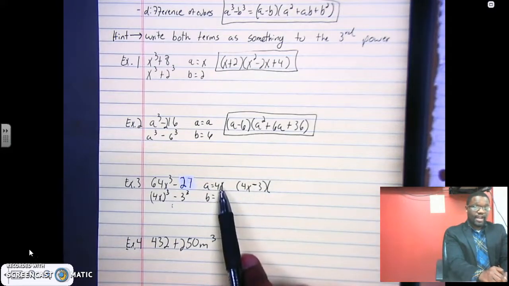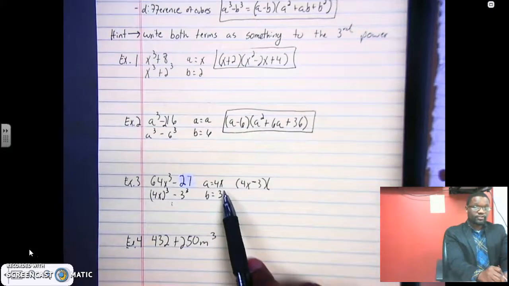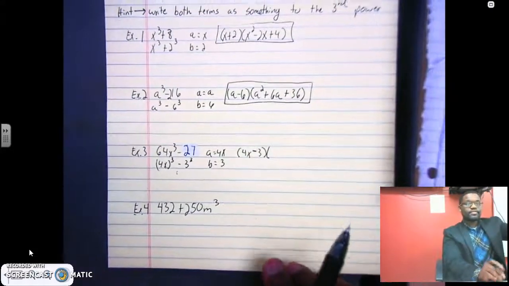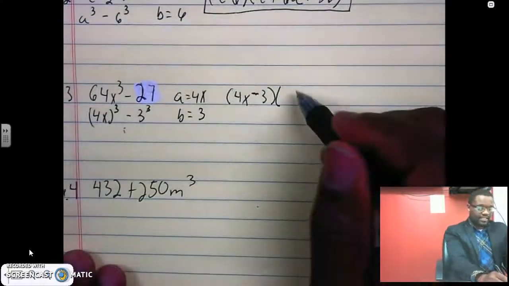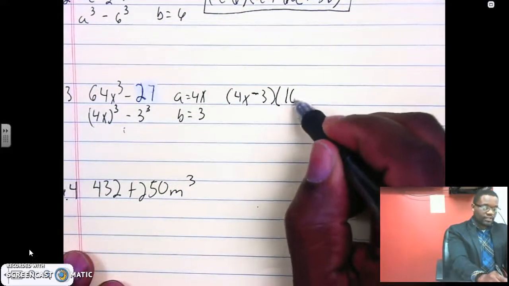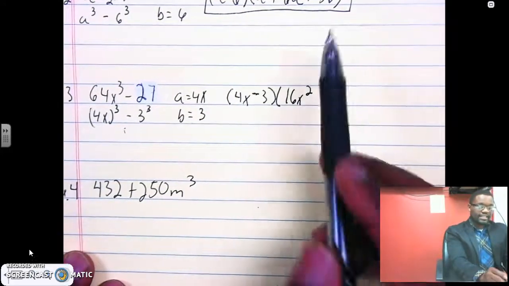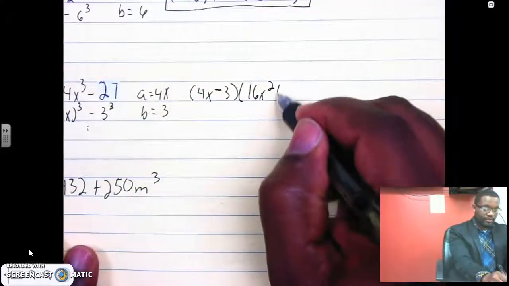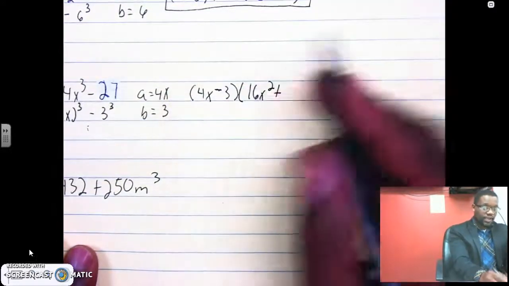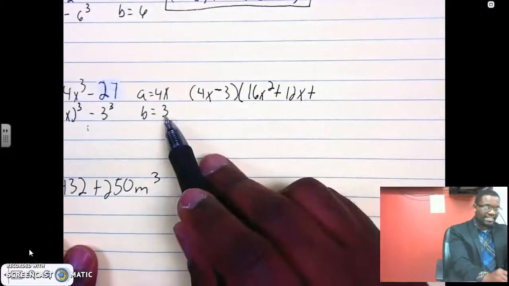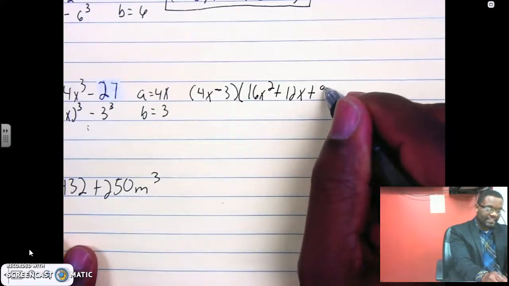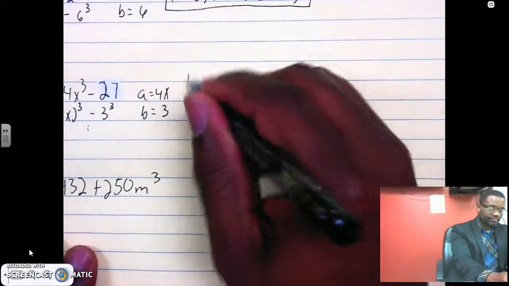Now, what is 4x squared? What is 4x? I'm going to zoom back in here. What is 4x squared? Is it 8x? Is it 8x squared? No, 4x squared is 16x squared. Then it says AB. The formula says do AB next. And that's a plus, by the way. What's 3 times 4x? That's 12x. Then it says plus B squared, which is 9. B squared is 9.